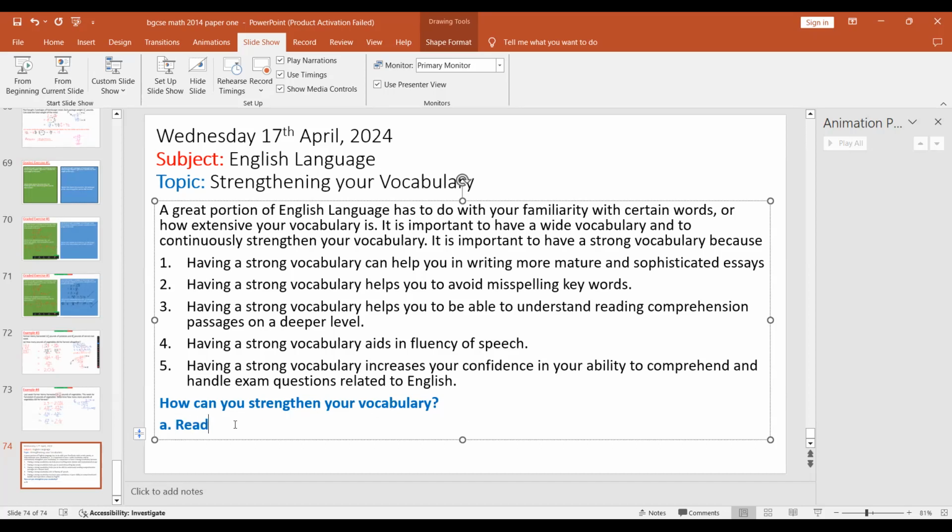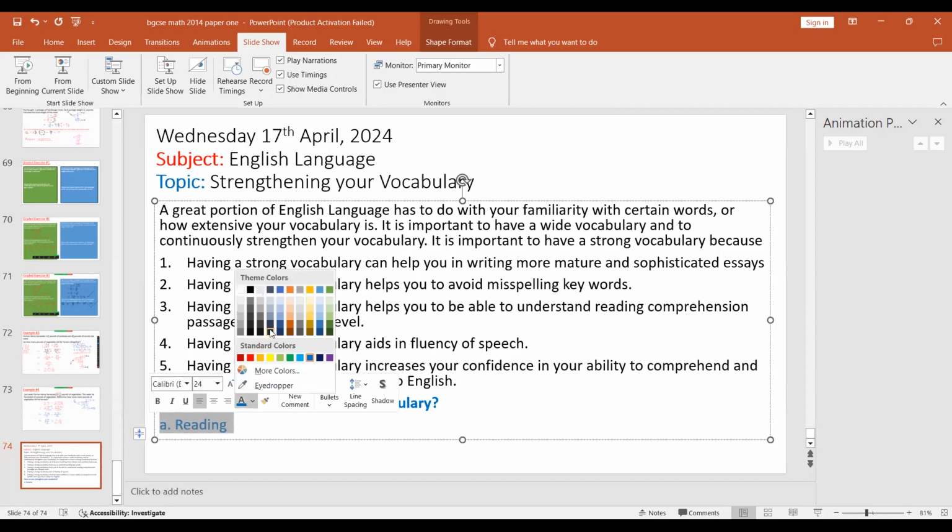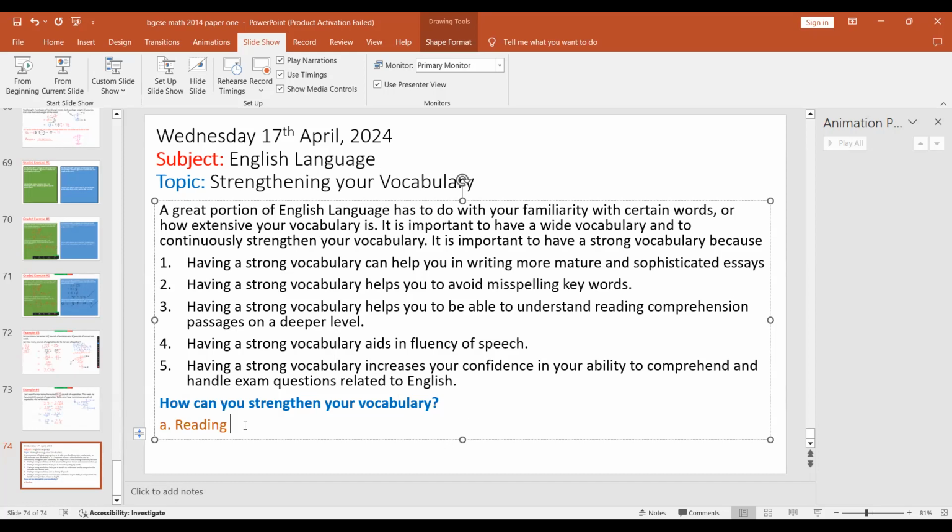In order to strengthen your vocabulary, you can read. So when you read, and you want to read simple books, or books that challenge your vocabulary level, reading books can assist. We can say reading books can strengthen your vocabulary.